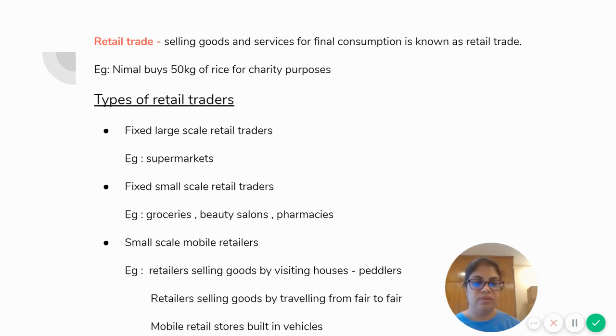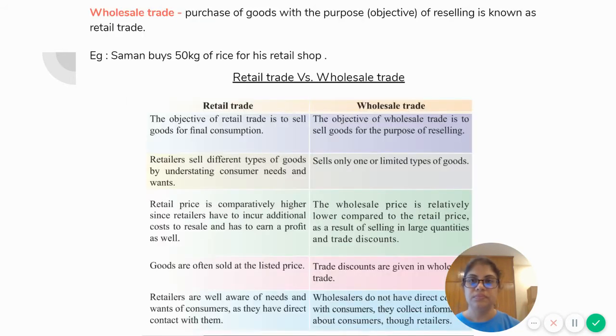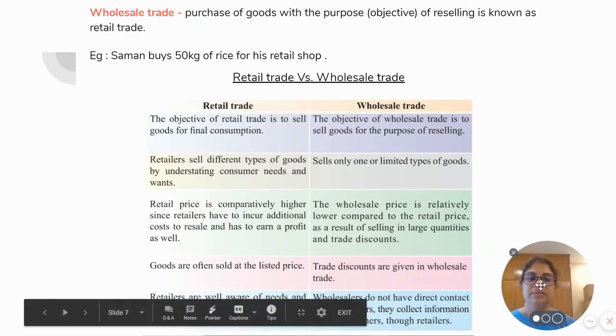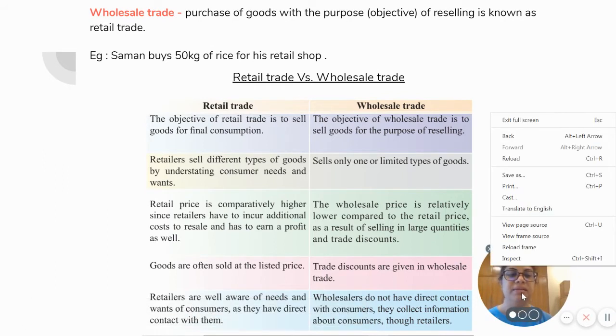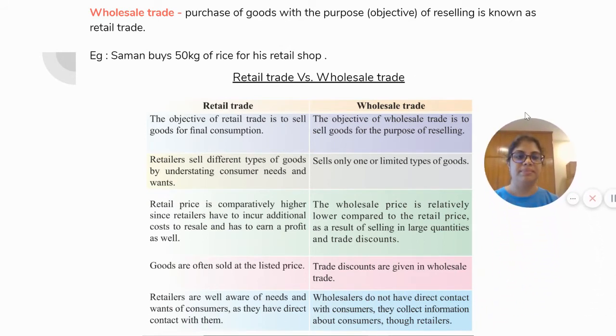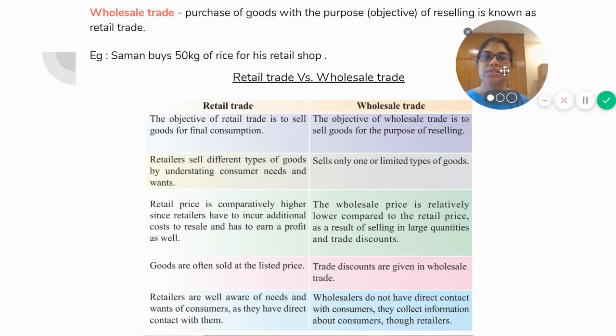Okay, now I hope you all have a better understanding about retail trade, and I'll be moving to the next slide about the differences between retail trade and wholesale trade, which is a very famous topic of the O-level examination paper. So retail trade, the first difference will be the objective. The objective of retail trade is to sell goods for final consumption, and for the wholesale trade, the main objective will be to sell goods for the purpose of reselling.